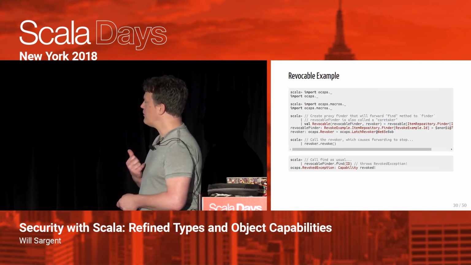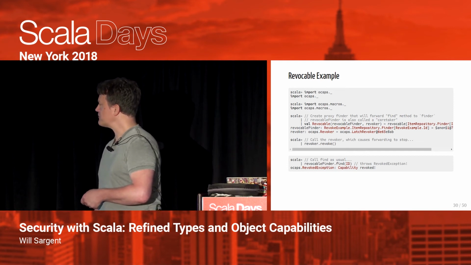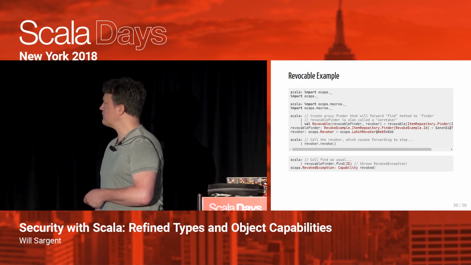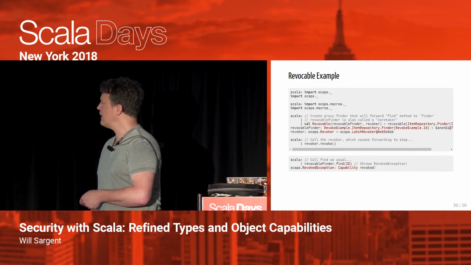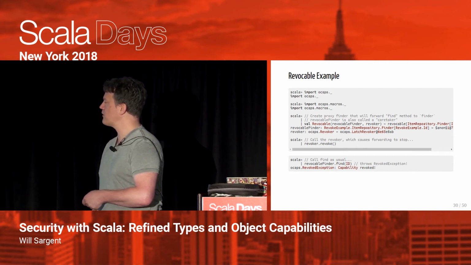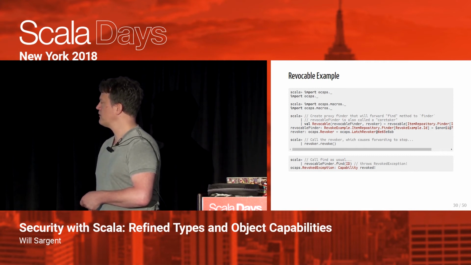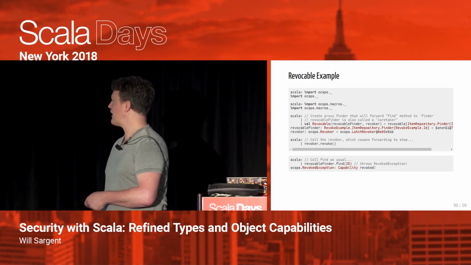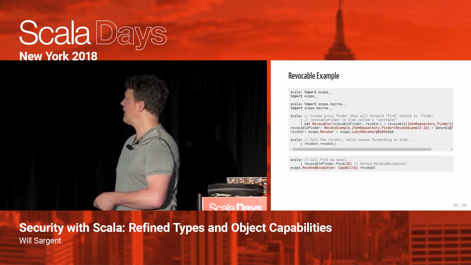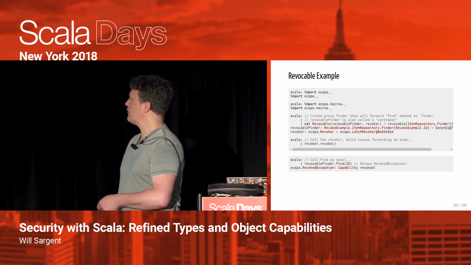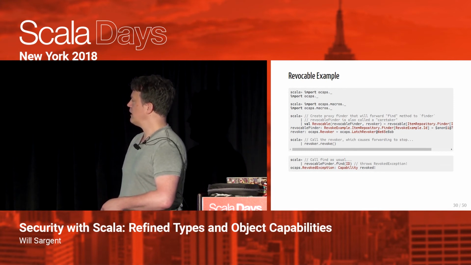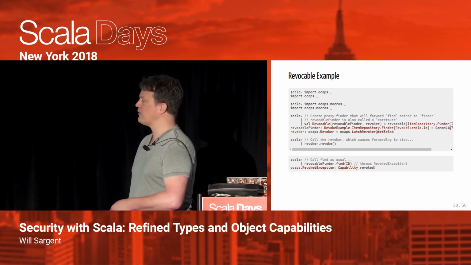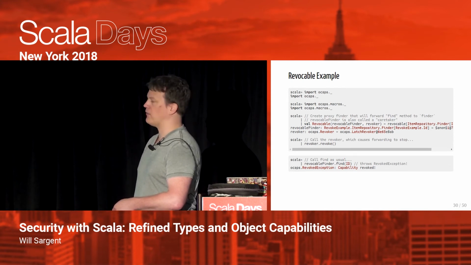So, a revocable example. Here we're importing the library. We say we've got an item repository finder, and we want to be able to revoke this at some future point. We get back a revocable, which hands us back the proxy and the revoker. And we can then call revoke down here. Once we call revoke, everything after that, once we call find, will throw an exception.